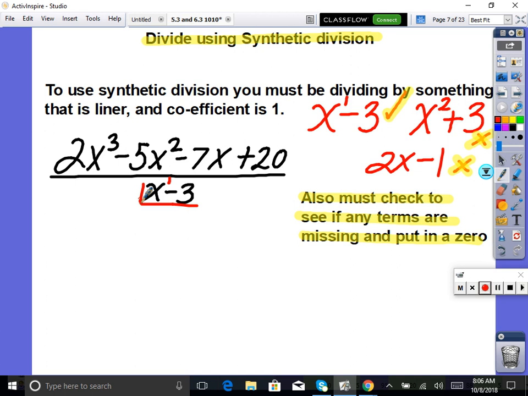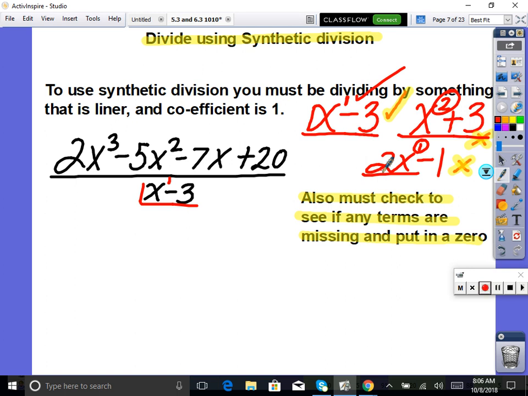So, right here, could I use synthetic division? No, it's degree two. Could I use synthetic here? No, there's a two in front. Yeah, it's linear, but it's not one. It has to be one and one. Do we all understand that? Yes? Okay, so now this is a totally different process.